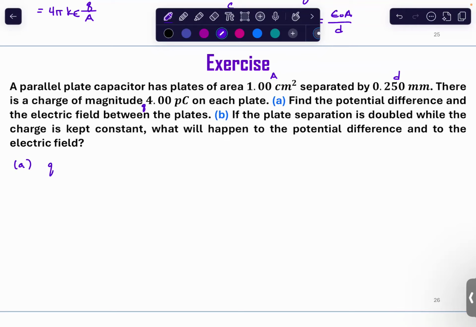Now we know, we can go back to our capacitance equation. So our potential difference is going to be Q over C. And remember that C, oh, we can just go ahead and use epsilon 0 A over D, since we have A and D and epsilon 0 is a constant that we can look up.